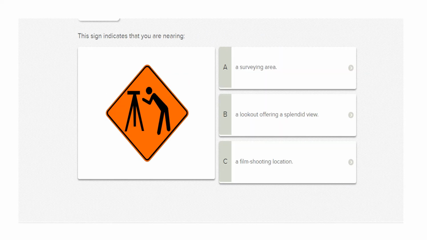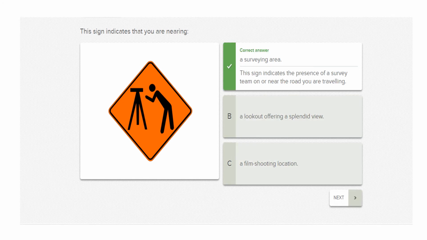This sign indicates that you are nearing: option A, surveying area. Option B, a lookout offering a splendid view. Option C, a film shooting location. And the correct answer, option A, surveying area. This sign indicates the presence of a survey team on or near the road you are traveling.